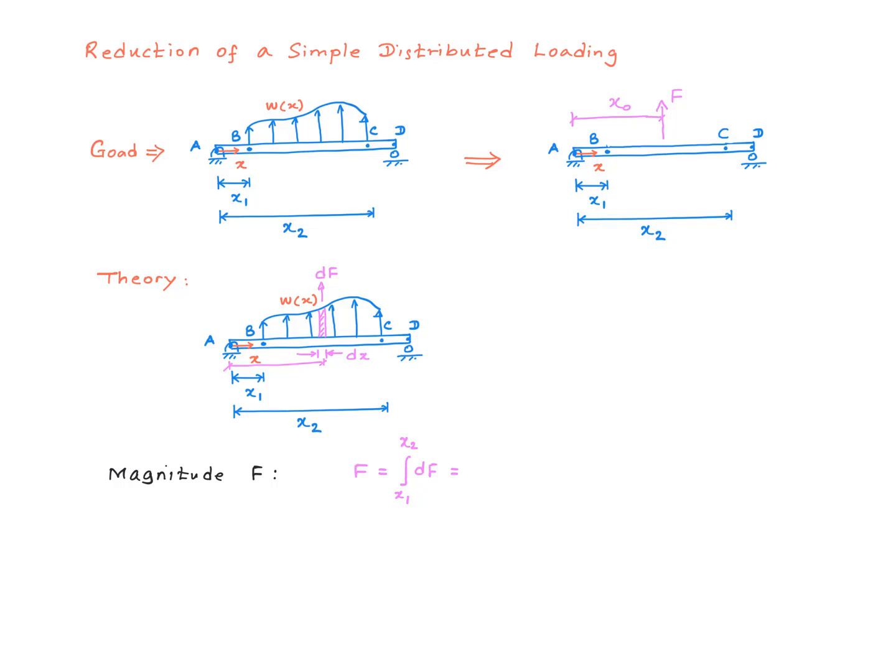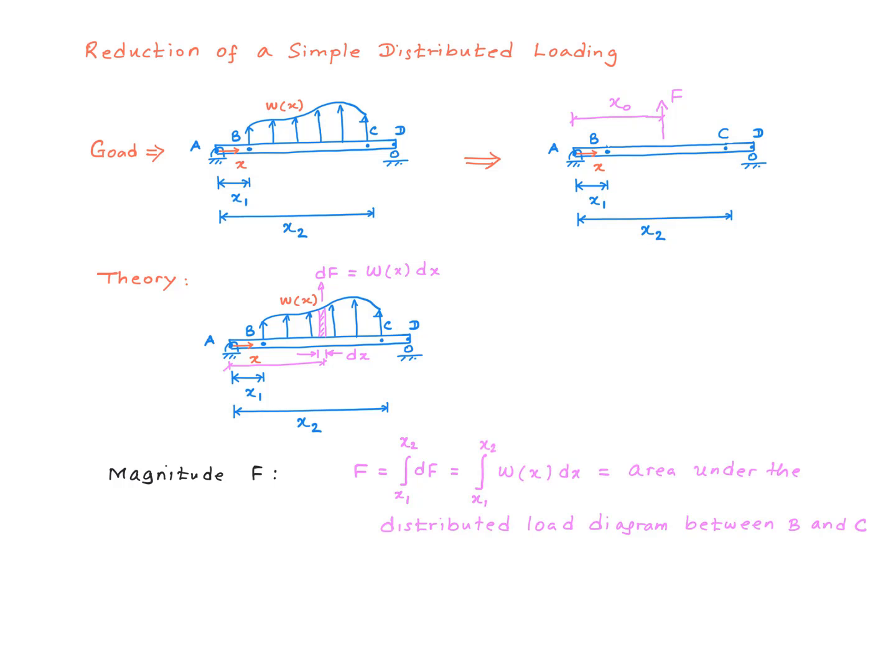We have a uniform distribution, and the height here is omega x, and therefore the force would be omega x multiplied by dx. Remember, omega x is the force per unit length, right? So we need to multiply that by the length over which it acts. So that will be omega x multiplied by dx, and that is dF. And if I take that little differential force dF and integrate that between x1 and x2, we will get the total force corresponding to the distributed load between points B and C.